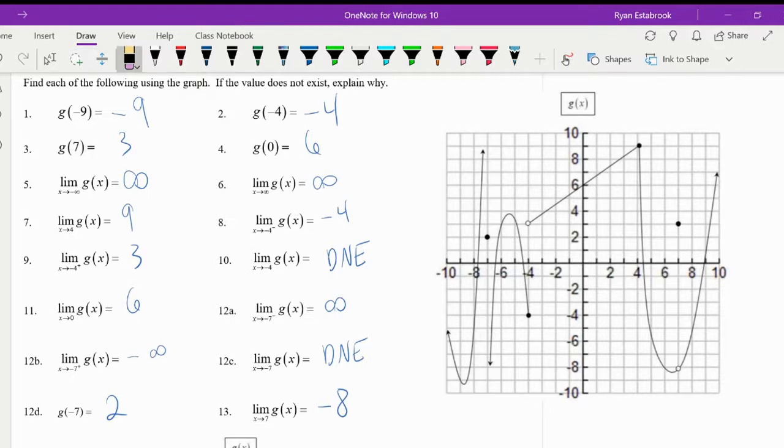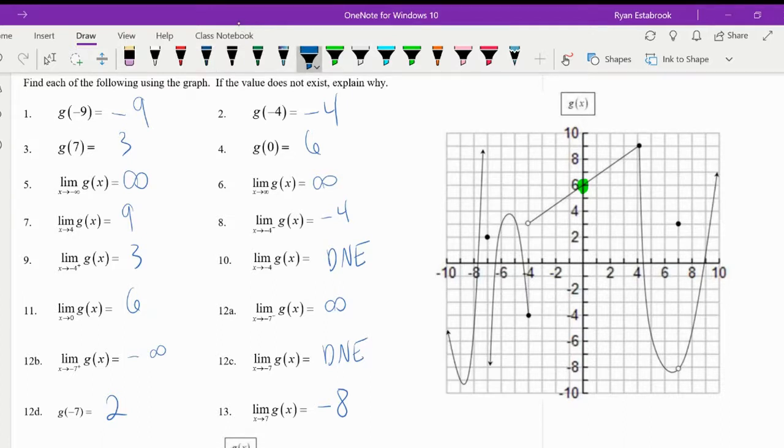Number 11, as x approaches 0, the limit of g of x is 6. That is right here, which is the same answer we had for 4. They're different questions. What's significant about this is that since the limit is 6 and since the value of the function is 6, that is our definition for continuous. So we could say the function g is continuous at x equals 6.